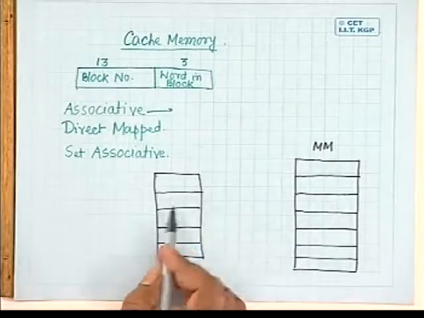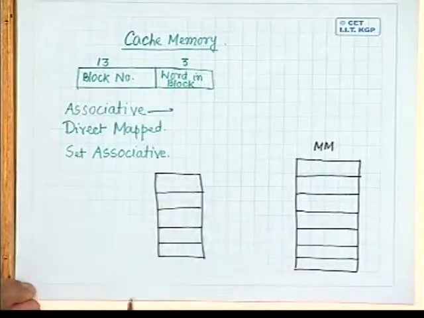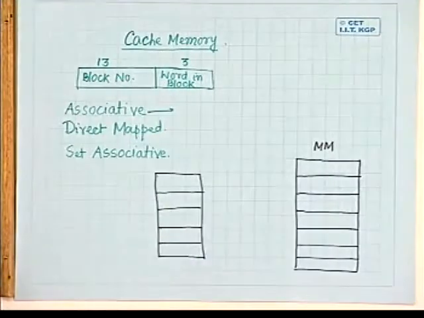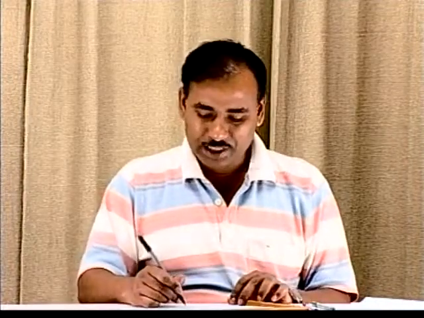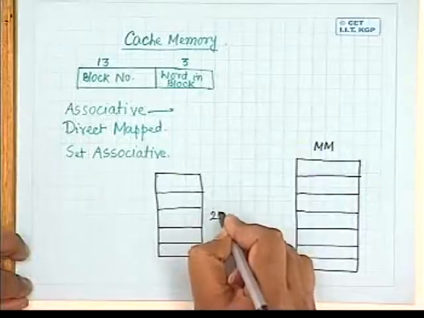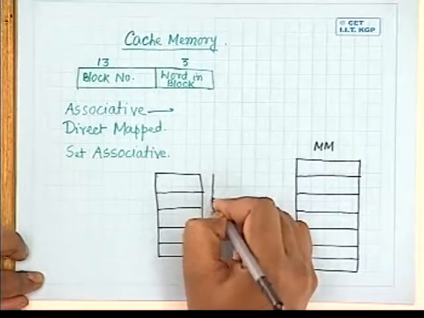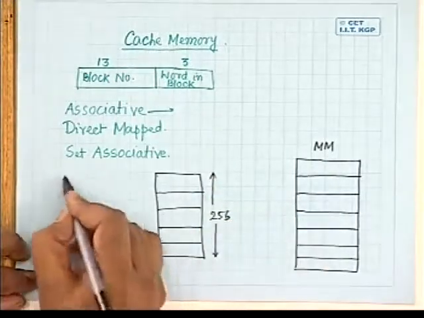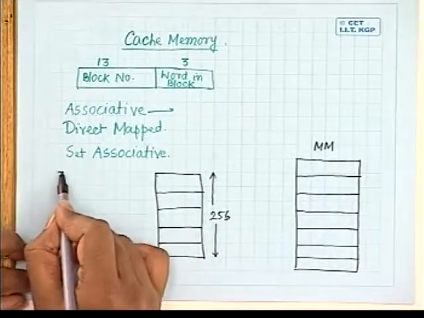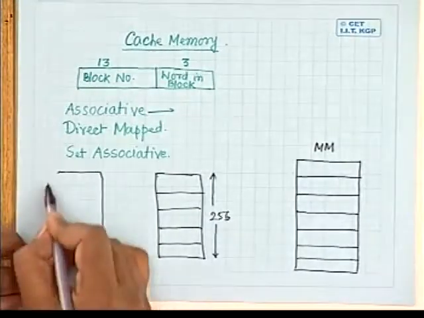Okay. Then, along with this cache memory, there is another kind of memory which is called cache tag memory. That means for every block I have to have a tag memory. So if there are say 256 such blocks in the cache memory, I have to have 256 tag memory entries.